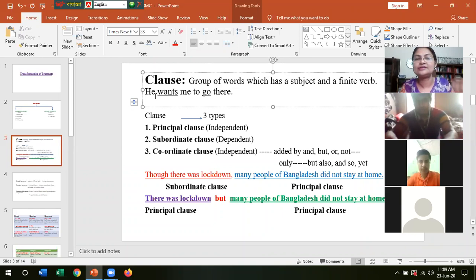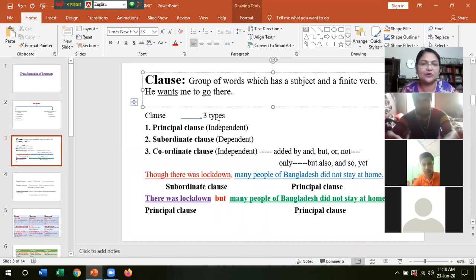If here the subject was I, then I want to do the work. Or if the subject was different, you, then you want me to go there. So the verb which depends on the subject is called a finite verb. Okay, so in a clause, there will be a subject and a finite verb. So definitely, he wants me to go there is a clause.